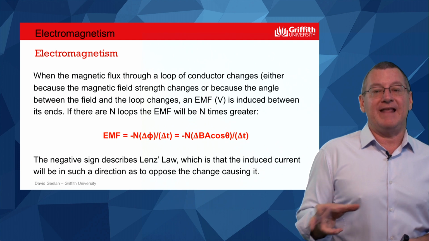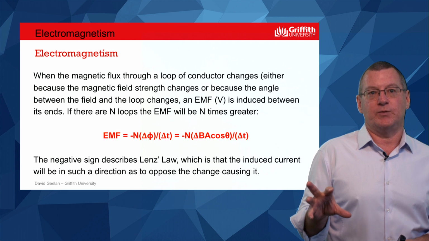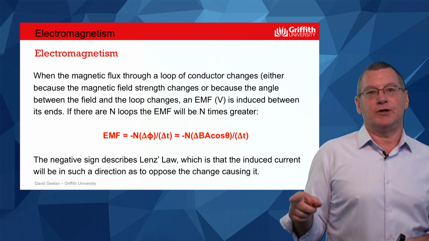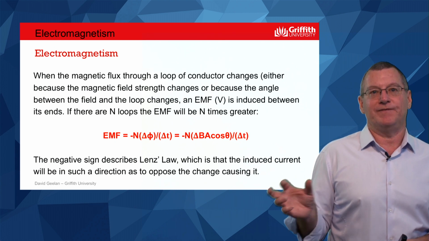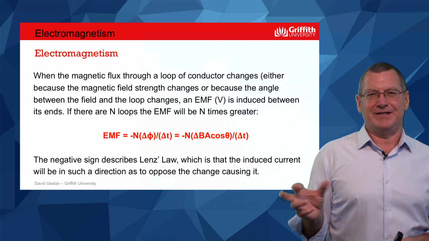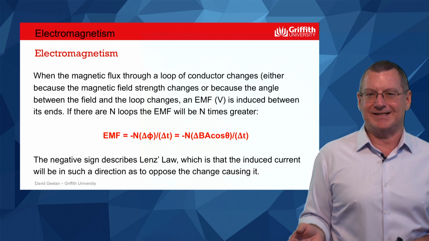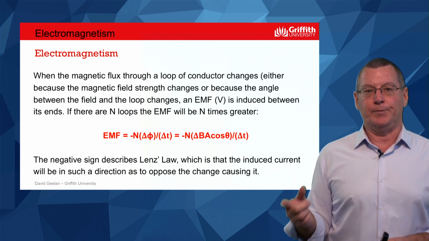So the EMF in that particular loop, or set of loops of wire, or conductor, whatever it is, is minus n times the rate of change of flux, dΦ/dt, or ΔΦ/Δt. dΦ/dt would be the way that we would differentiate it if we were using calculus to deal with this. So that's the rate of change of flux through the loop.